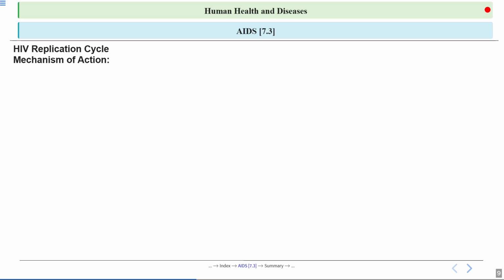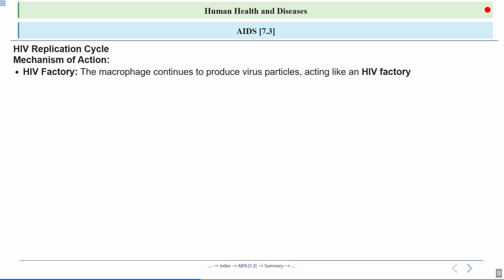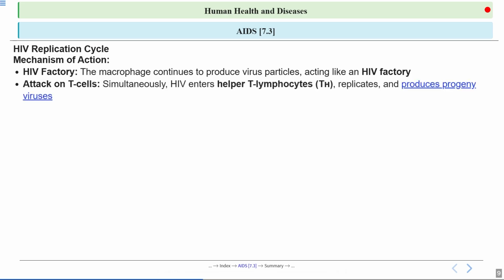We're talking about the mechanism of action of HIV. You have to notice here that the macrophage acts like an HIV factory. Macrophages are usually our body's defenders, like security guards, but HIV turns them into virus-producing machines. So this is how the virus keeps multiplying and spreading through the body. They are multiplying within the macrophages.